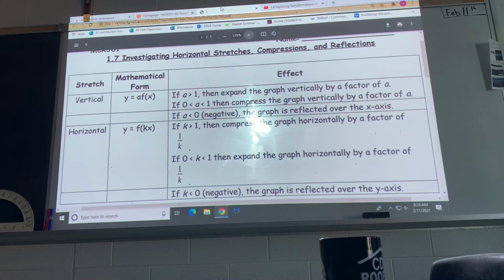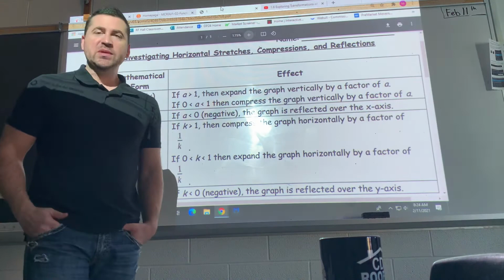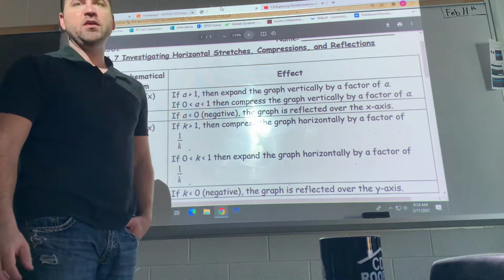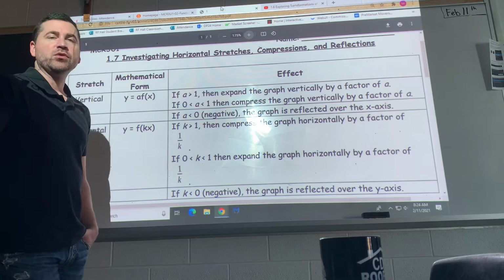Okay, so yesterday we looked at the A value, the D value, and the C value. Today we're introducing a new letter, which is the K value. The K value acts very similar to the A value, just the opposite though. The A value is to stretch or compress vertically, whereas the K value is a stretch or compression horizontally.